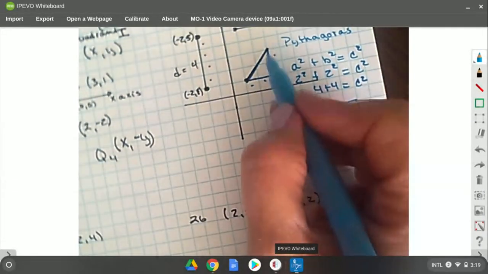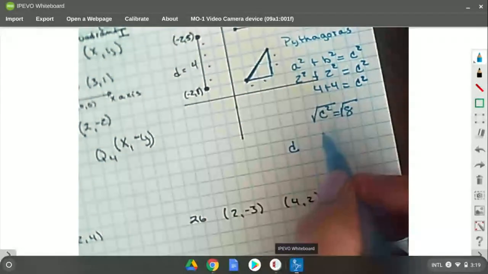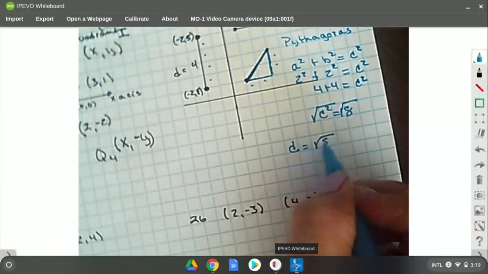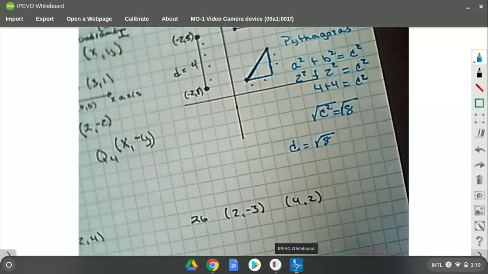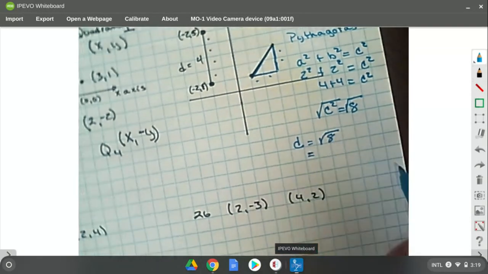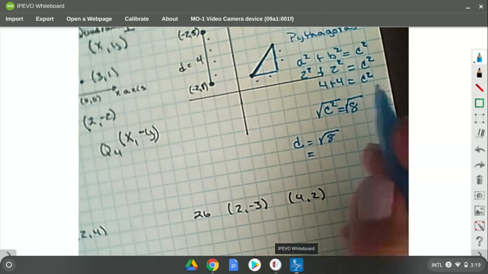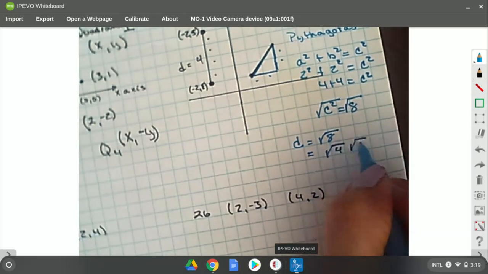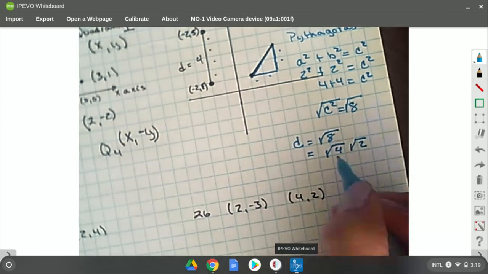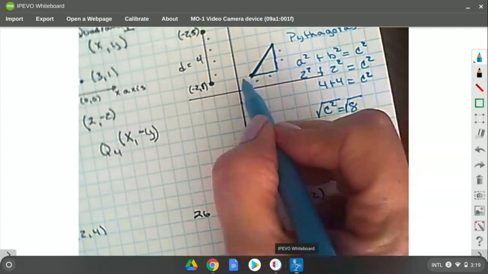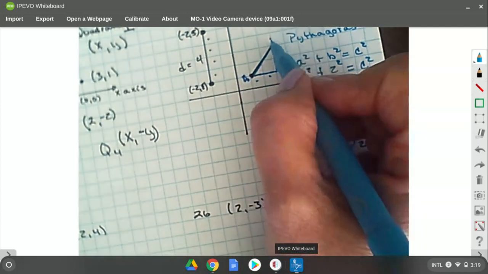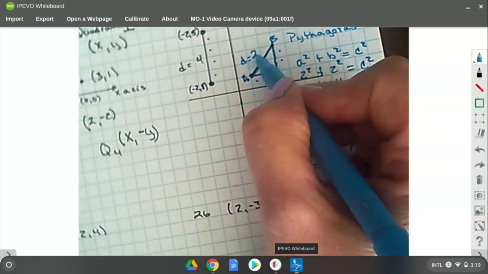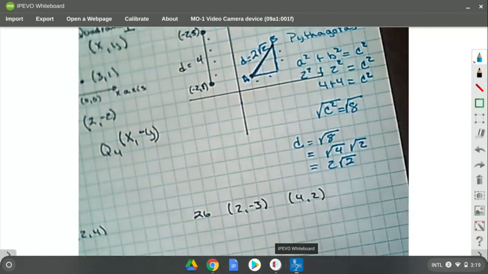So my distance of this line is going to be the square root of 8, and that's going to simplify. Don't forget to simplify if it can, just like if you had a fraction that could be simplified, you do need to. So I would have the square root of 4 times the square root of 2. The square root of 4 is 2. So my distance between point A and B is 2 times the square root of 2, right?